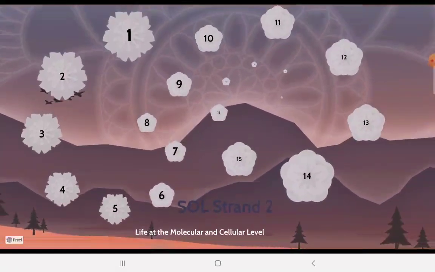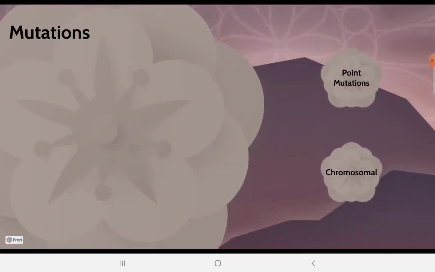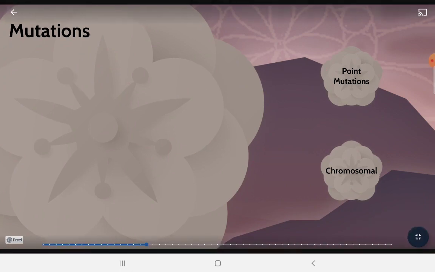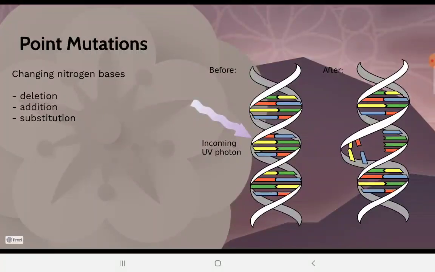All right, 7. People who have been exposed to excessive radiation often experience mutations. If these mutations only occur in somatic body cells, these people may what? So we have to go over this in layers, and the first thing we have to talk about is mutations. There are 2 types of mutations: point mutations and chromosomal. Point mutations are when you change only a single letter in DNA.